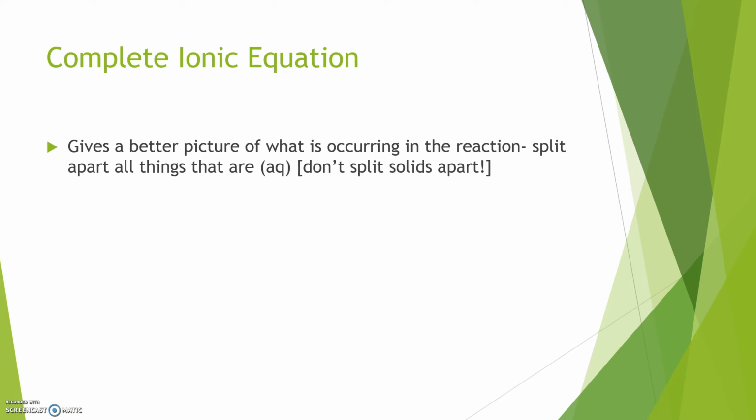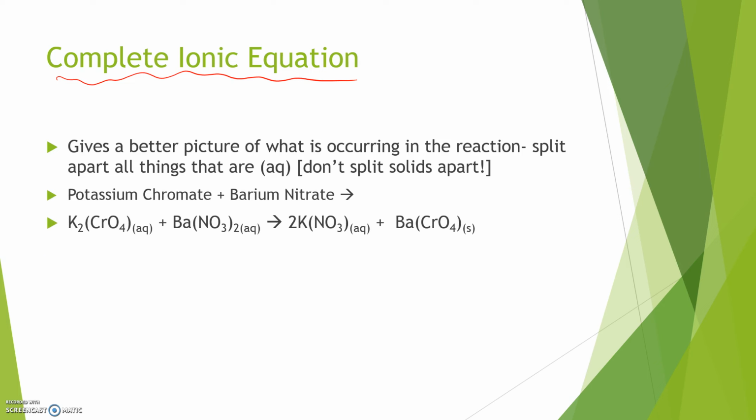If we want to get a better picture of what's occurring in the reaction, we need to split apart all the things that are aqueous. The last one was a molecular equation, and everything we've done is a molecular equation because there are molecules. Now we are doing what's called the complete ionic equation. So here's what we started with, and here was our answer from the last page. I just retyped it so that we could have it here.